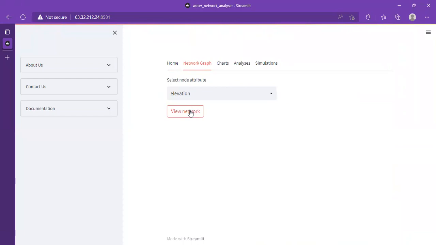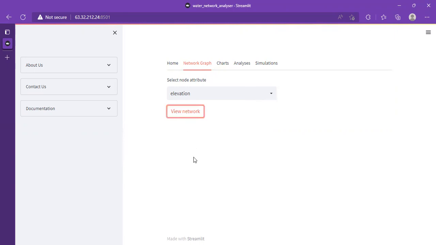The water network analyzer is a tool that is built based on the WNTR package, and you can use it for visualizing and analyzing water networks to improve the resilience of such networks.